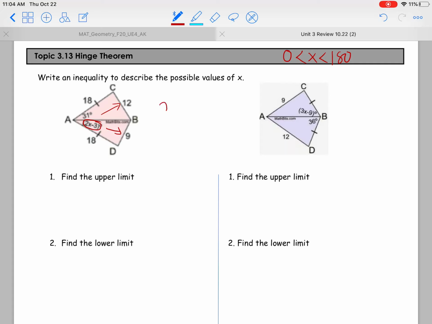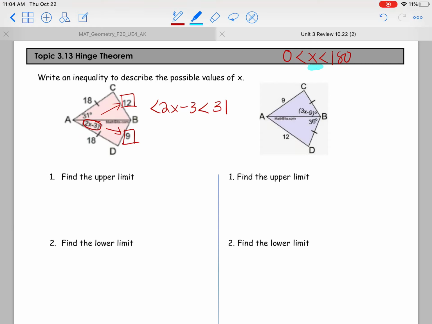So here we know that 2x minus 3, we're looking for the range, right? So 2x minus 3 is going to be less than 31 because 2x minus 3 is opposite the side length 9 and 31 is opposite the side length 12. So 9 is less than 12. So that's why 2x minus 3 has to be less than 31. So 31 will be on my upper limit. But then what did I say here?